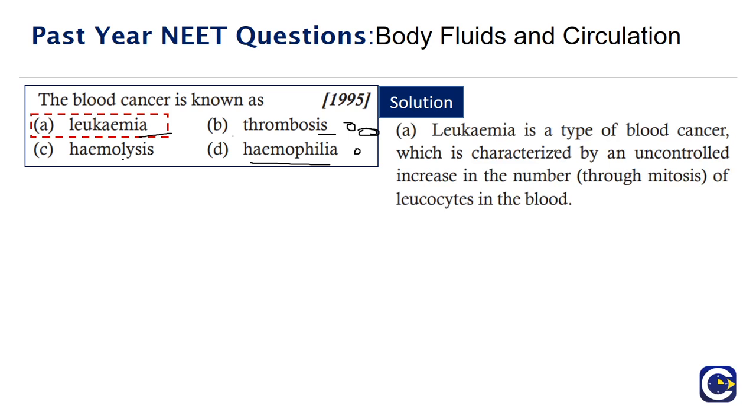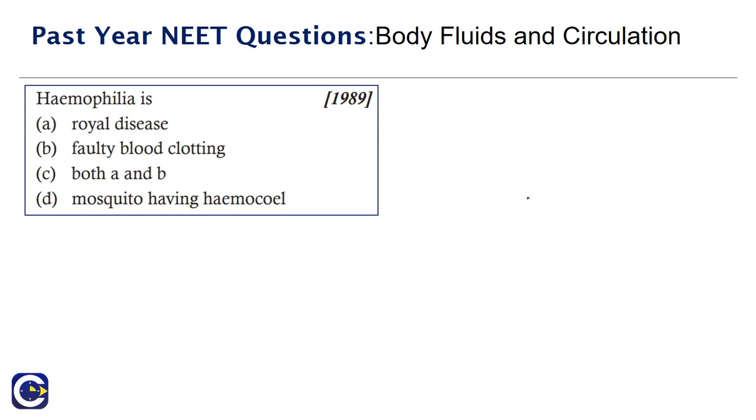Leukemia is a type of blood cancer which is characterized by uncontrolled increase in the number of leukocytes in the blood. Hemophilia is option A, royal disease. Option B, faulty blood clotting. Option C, both A and B. Option D, mosquito having hemosil.